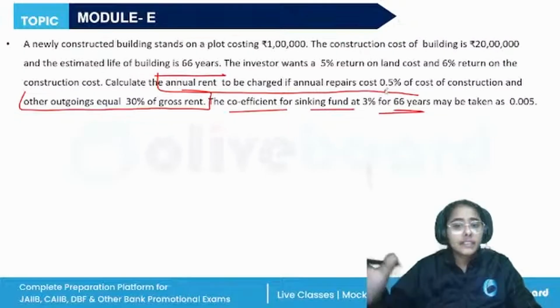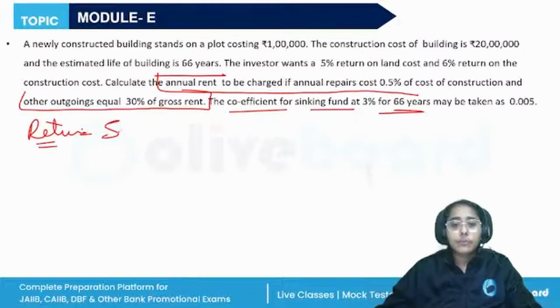So let us write down whatever is given to us. The return on land cost. The return on land cost is 5% of 1 lakh rupees.